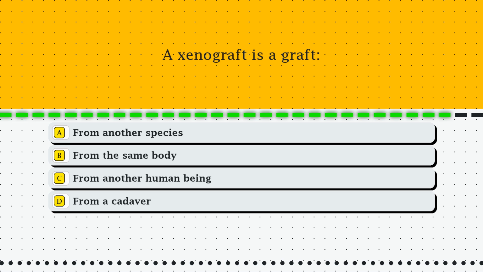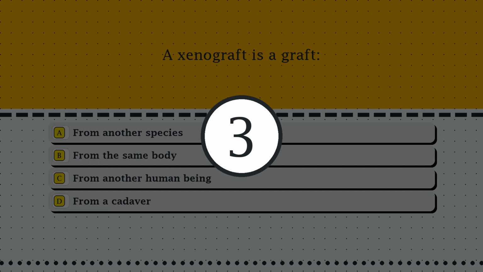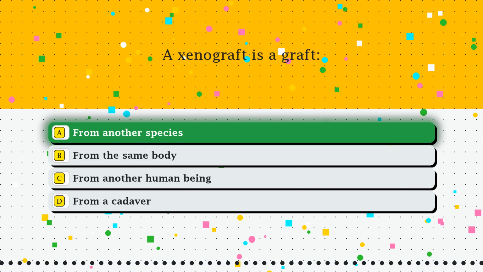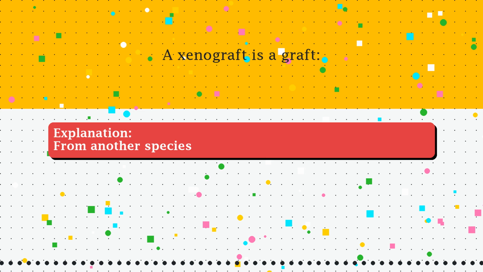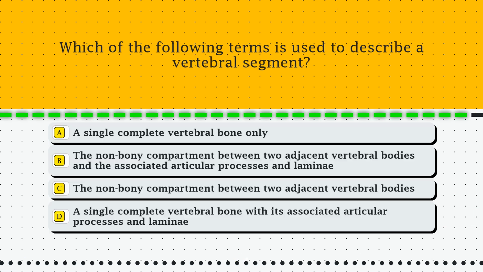Question 151. A xenograft is a graft. Option A, from another species. Option B, from the same body. Option C, from another human being. Option D, from a cadaver. The correct answer is option A, from another species. Question 152.